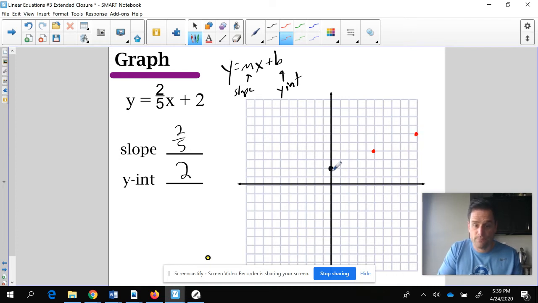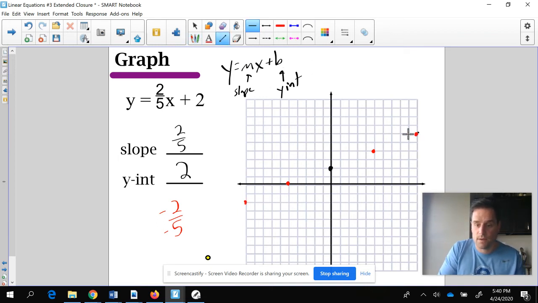Now we can go the opposite way, because isn't 2/5 the same thing as -2/-5? Isn't a negative divided by a negative positive? So watch this. How about we go negative? Go down -2, -1, -2, right? Let's go to the left. -1, -2, -3, -4, -5. And look at that. Makes ourselves a wonderful line. So we can use that line here. Bam. Got it. And that is going to give you your line for this equation.